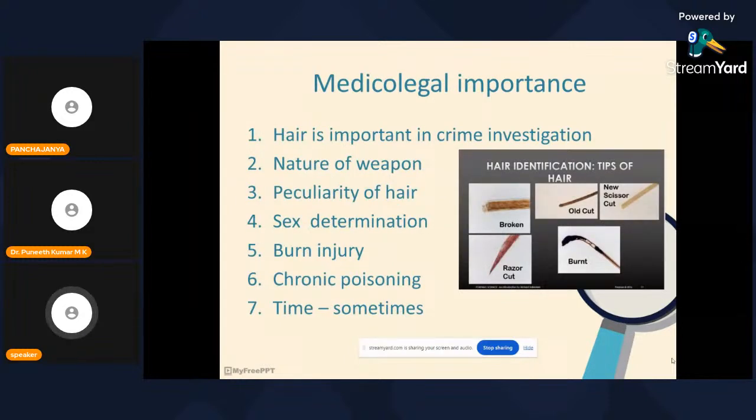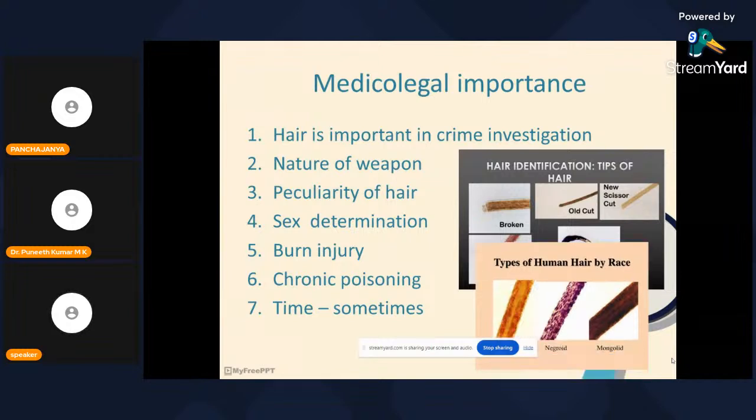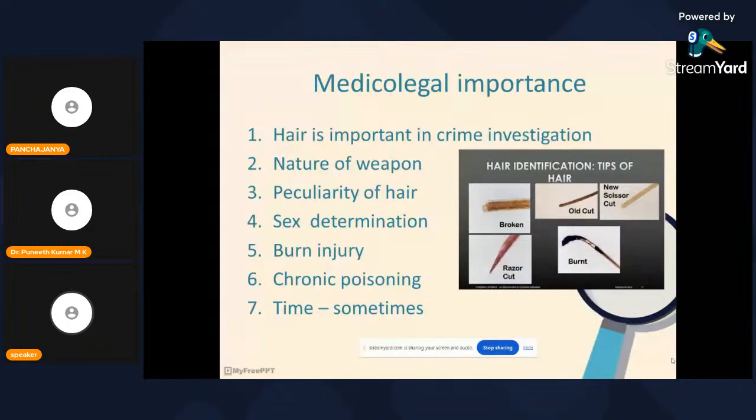Medico-legal importance: hair is an important evidence at the scene of crime and is important in crime investigation. It is one of the evidences which can turn the case in any direction, or which can give absolute evidence in that case. In films like Cold Case, done by Prithviraj, hair was one of the major pieces of evidence which turned the case, and the person was easily identified and arrested. Like that, it is also important in crime investigation.